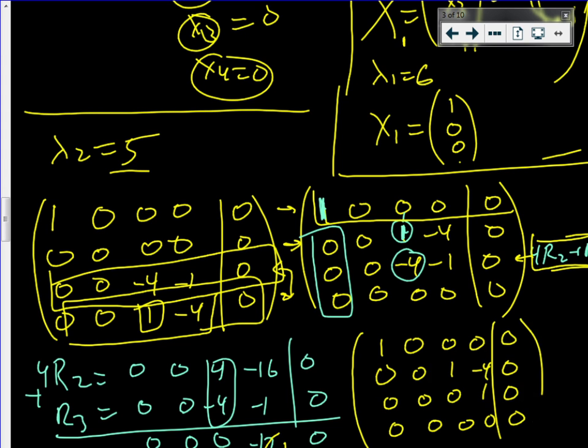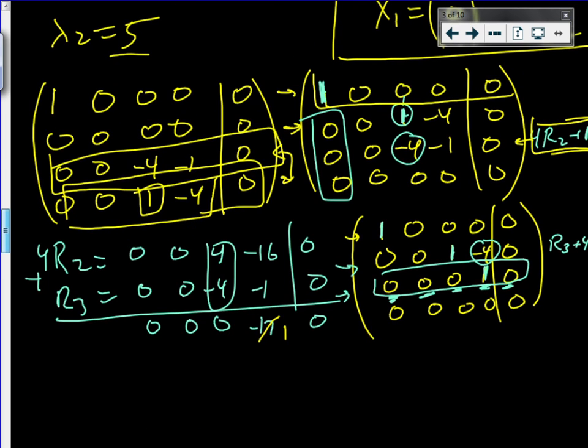Okay. So first row has a non-zero entry. Above and below is 0. Second row has a non-zero entry. What's above and below is 0. Third row has a non-zero entry, but you have that 4. So what I'm going to do is take row 3 and add 4 row 1s, because 4 of these would just be 0, 0, 0, 4, 0. And when you add it to row 3, that negative 4 disappears.